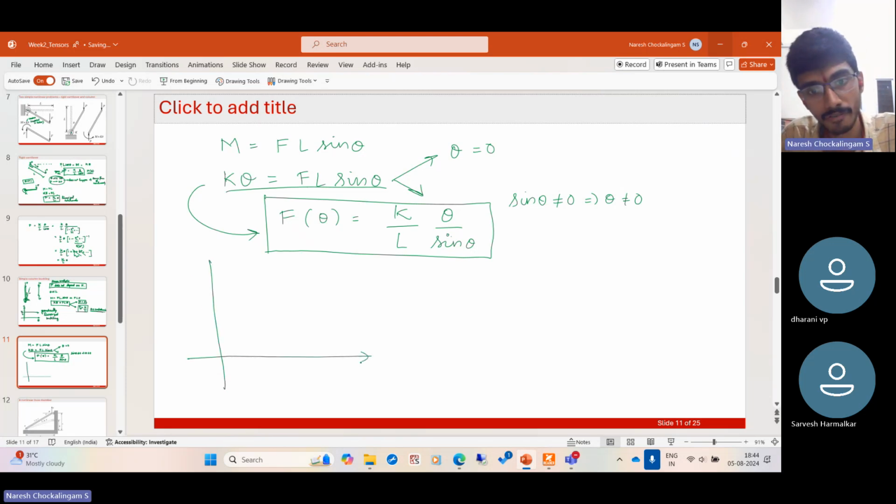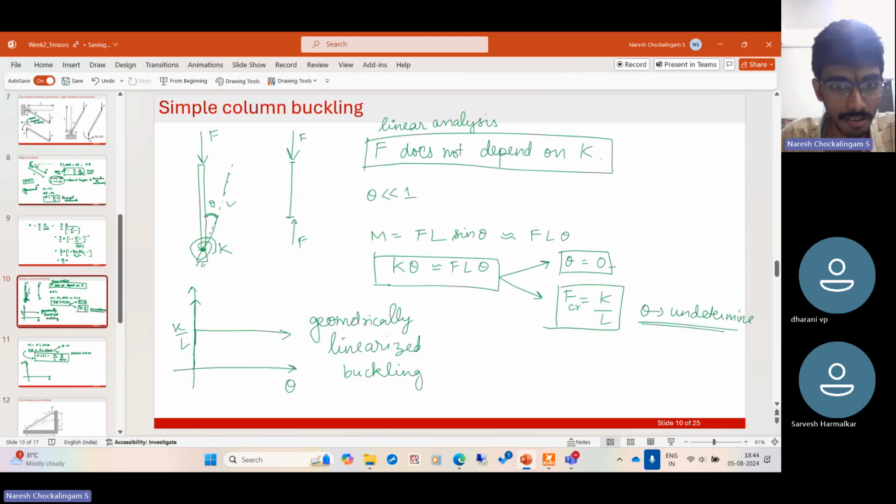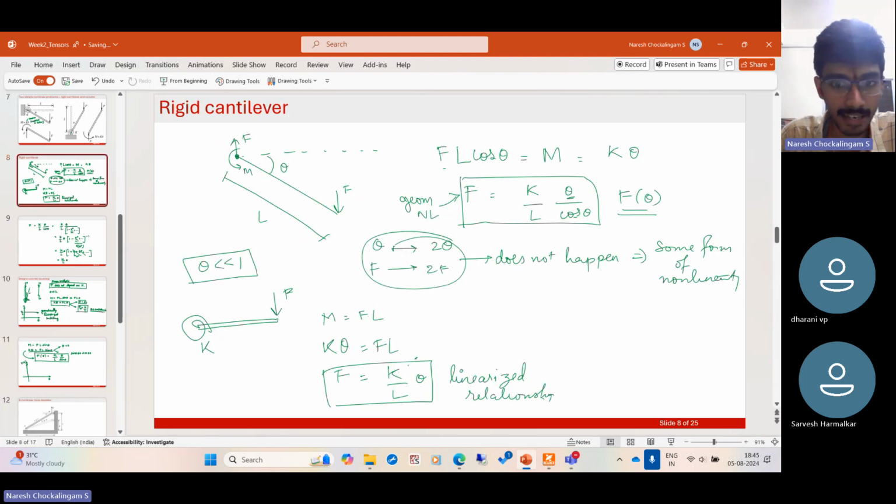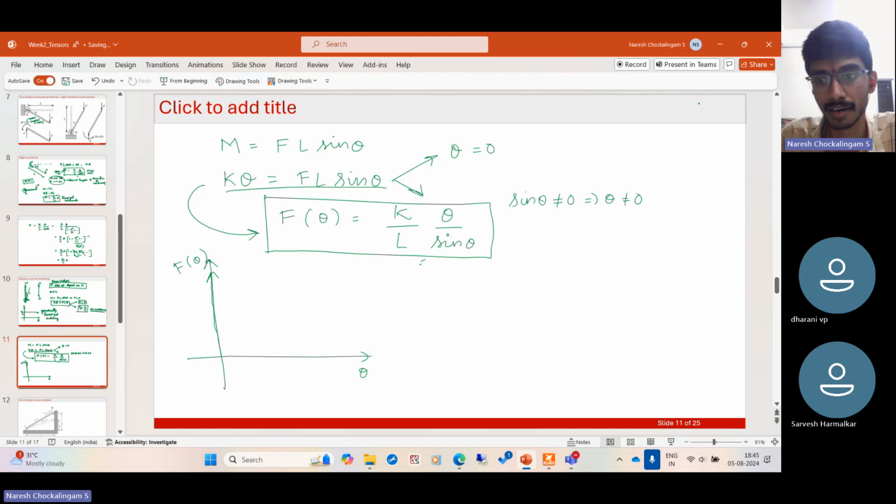If you plot force as a function of the lateral deflection, you can either have the column straight, or you have another solution. But that other solution, unlike this case, is not indeterminate. So when you do a geometrically nonlinear analysis, there is a theta corresponding to every value of force. Now let us visualize these. Right here you have one equation. Let us visualize this live.